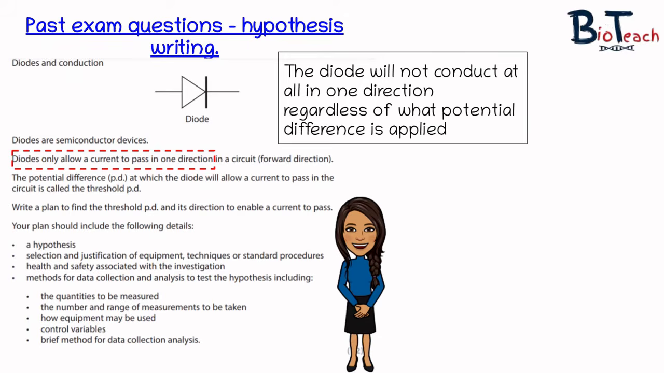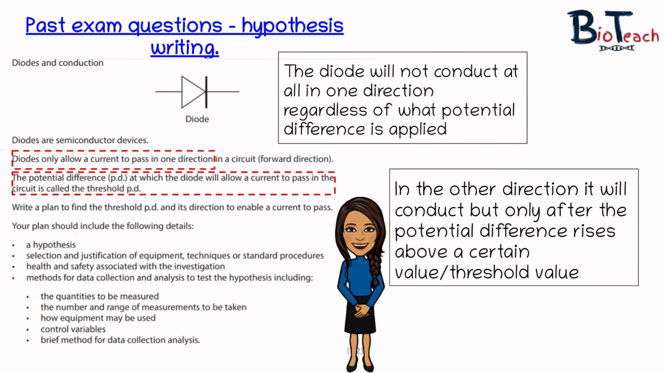The other thing that I would like you to pay attention to is the sentence just underneath that. The potential difference, or the PD, at which the diode will allow a current to pass in the circuit is called the threshold PD. That essentially means that there's a certain threshold that it needs to reach before it can allow a current to pass. So an advanced hypothesis would be something like, in the other direction it will conduct, but only after the potential difference rises above a certain value or a threshold value.